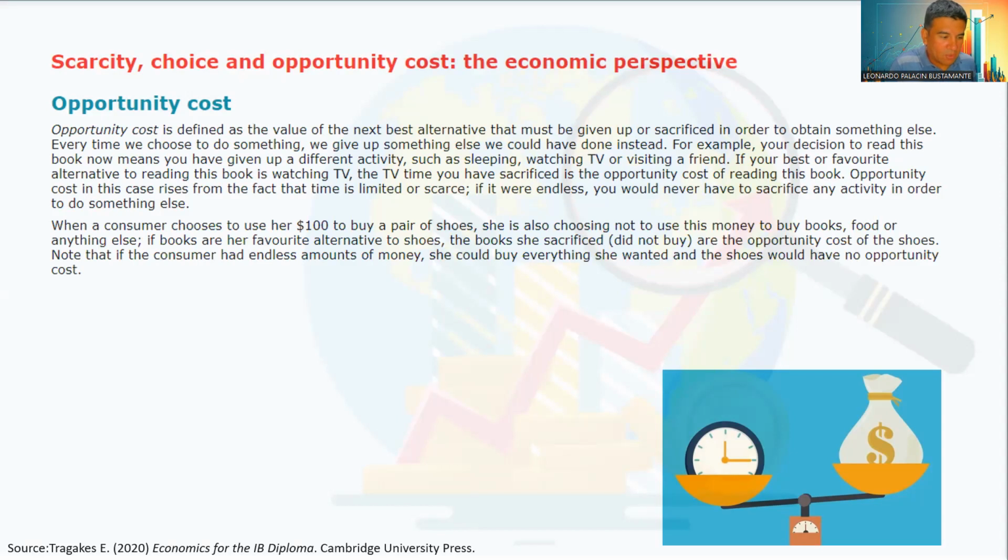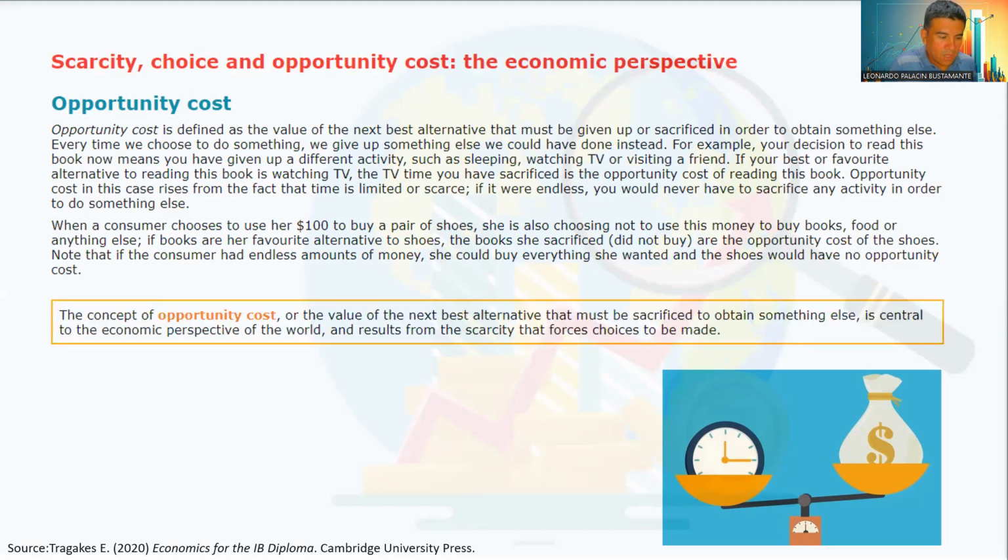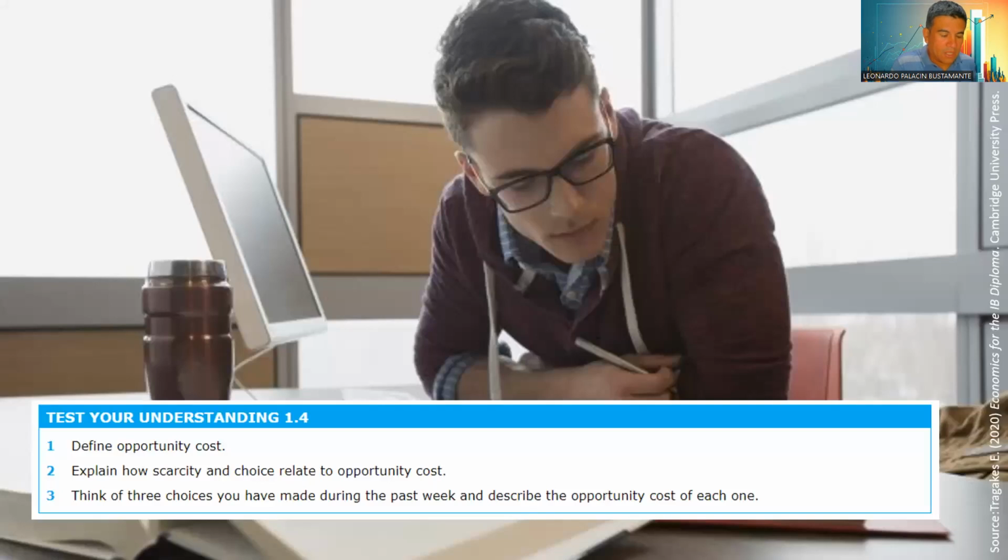Here we have more examples of opportunity costs. And the concept of opportunity cost is the value of the next best alternative that must be sacrificed to obtain something else. This is your task number 4. You can pause this video and start working on this.